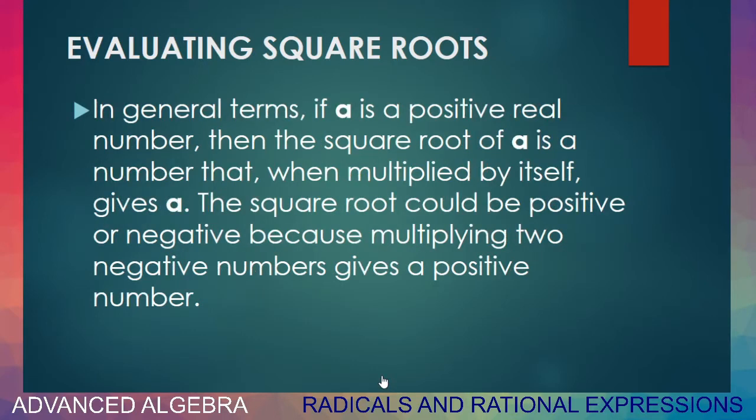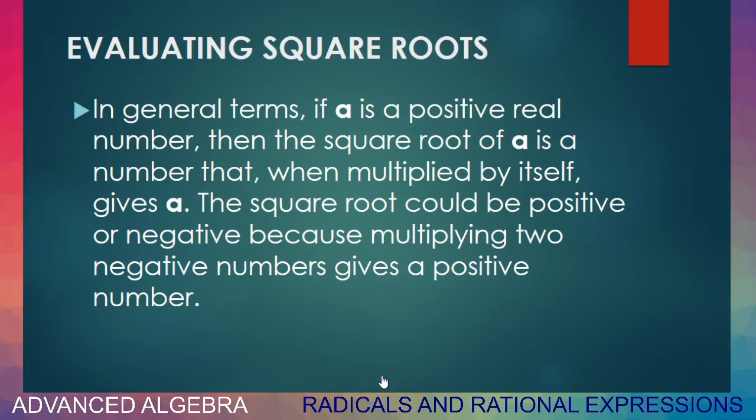So, in general terms, if a is a positive real number, then the square root of a is a number that when multiplied by itself gives a. So, the square root could be positive or negative because multiplying two negative numbers gives a positive number. So, di ba, kapag nag-square root tayo, possible na dalawa yung lumabas na value. It's either negative or positive.